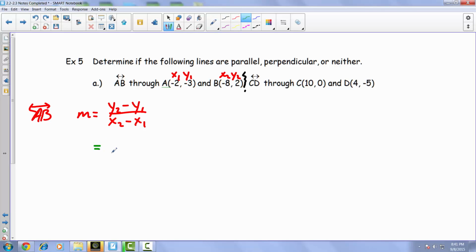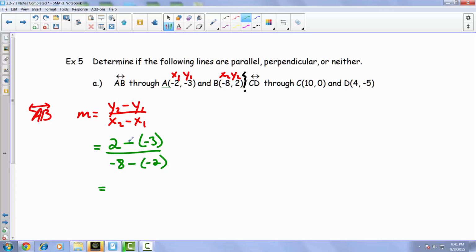Now, going ahead and plugging those values in, we end up with y2, well, that's just 2, minus our y1, here it is, -3. This is over our x2, here is -8, minus our x1, which comes out to be -2.